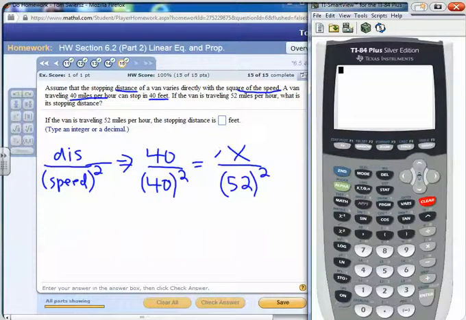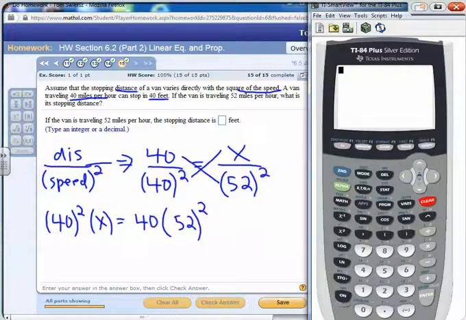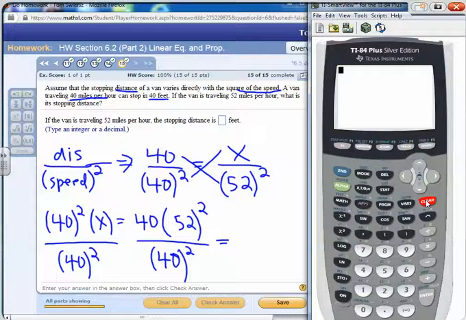So again, to solve for X, cross products are equal: 40 squared times X is equal to 40 times 52 squared. Divide by 40 squared, right? You can just put in the squares in your calculator, or you can put in the values themselves. When we divide by 40 squared, these will be 1, then X will just equal that quantity right there: 40 times 52 squared divided by 40 squared.